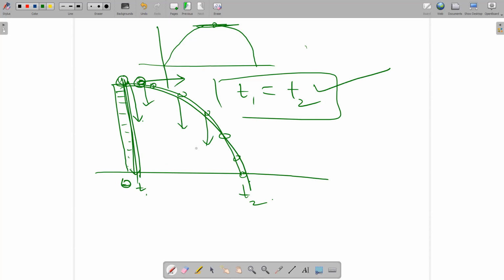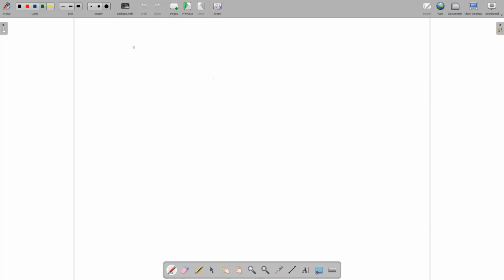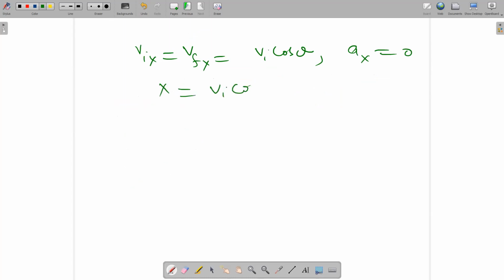Okay, after this, we have discussed this one. You just have to remember that the horizontal component of velocity is Vix, initial or final, same thing. What is the horizontal component of acceleration? 0. What is the horizontal distance? It is Vi cos of theta into t. This is for horizontal.